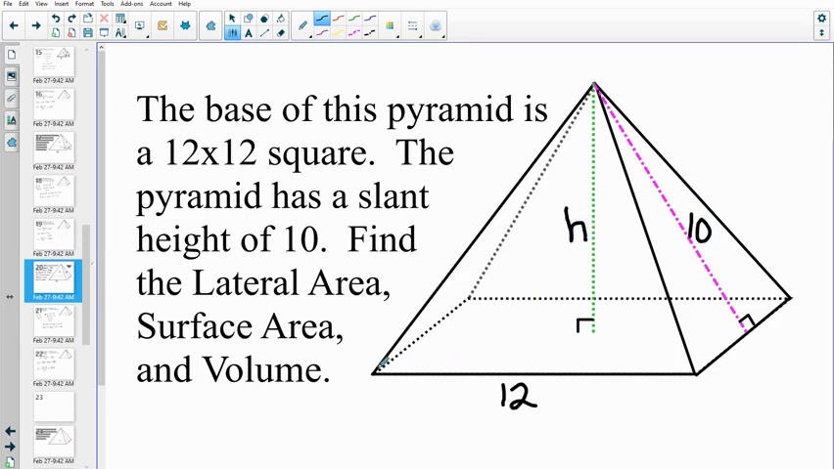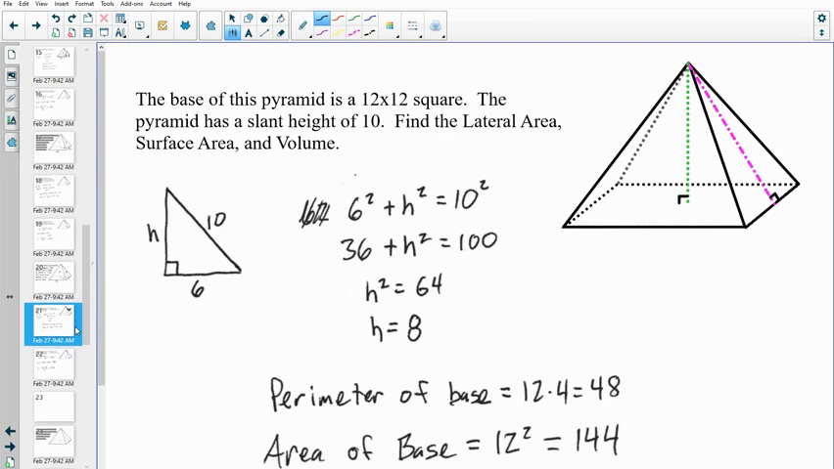Well, hopefully you're getting the idea here. If this side length is 12, then half of that, the bottom side of that triangle, is going to be 6. And there's my Pythagorean theorem. 6 squared plus h squared equals 10 squared. A little bit of algebra here. You've got to subtract 36 from both sides. We get h squared is 64. Square root of 64 is 8. And now we have our height.